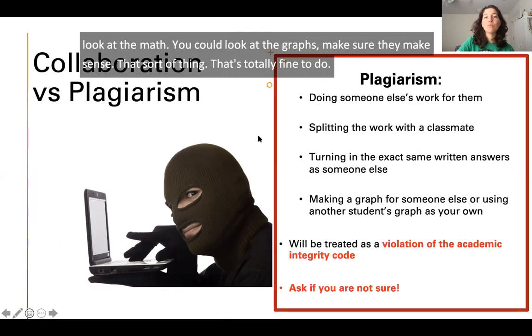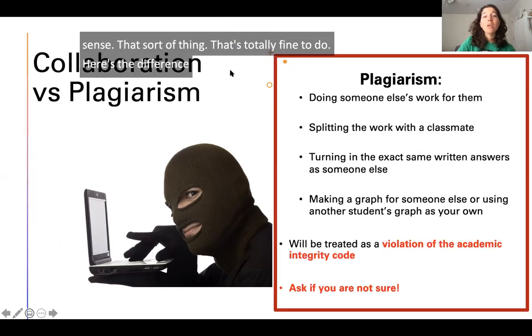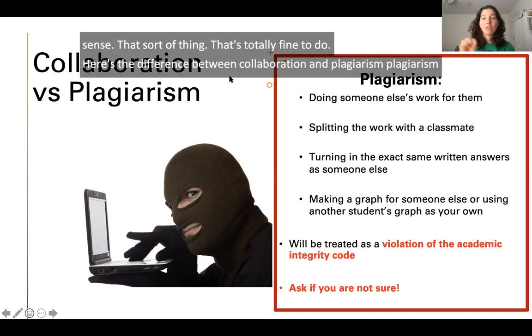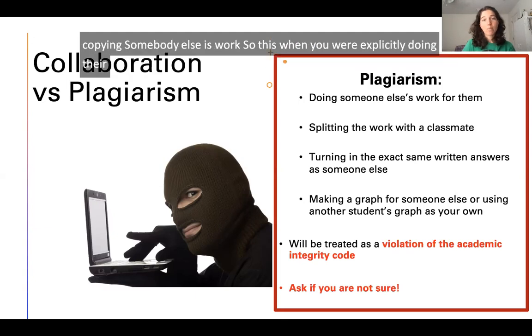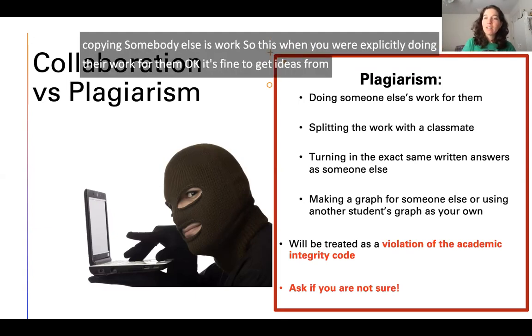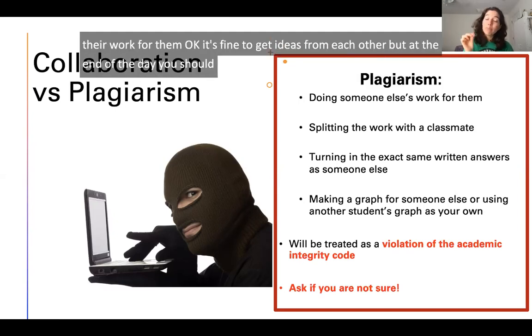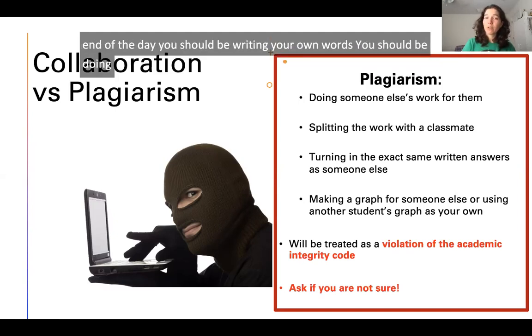Now, here's the difference between collaboration and plagiarism. Plagiarism is copying somebody else's work. So this is when you're explicitly doing their work for them. Okay, it's fine to get ideas from each other, but at the end of the day, you should be writing your own words. You should be doing the assignment yourself. Okay, nobody else should be doing that assignment for you.